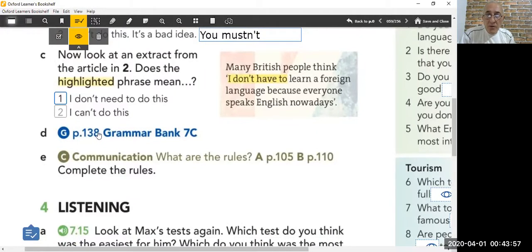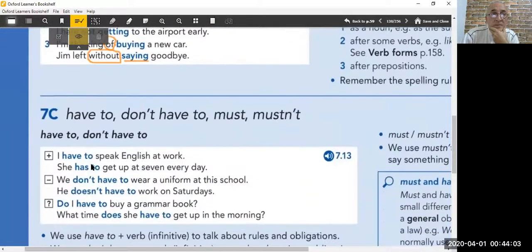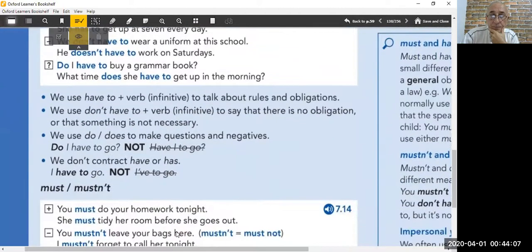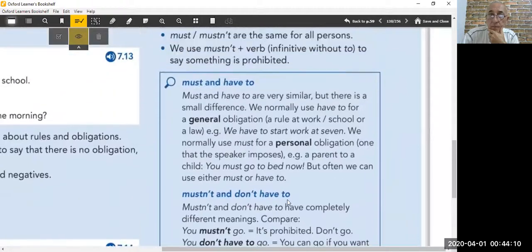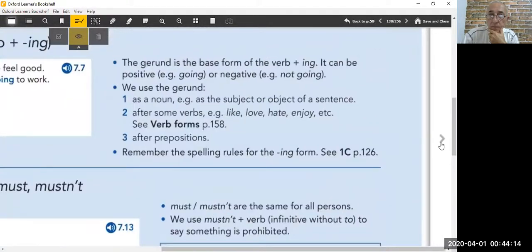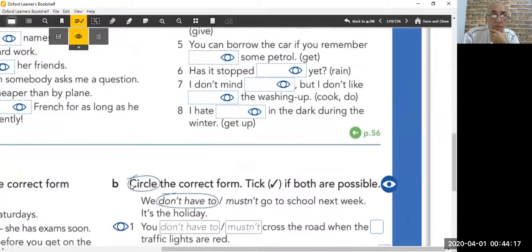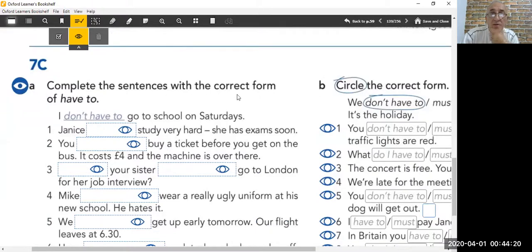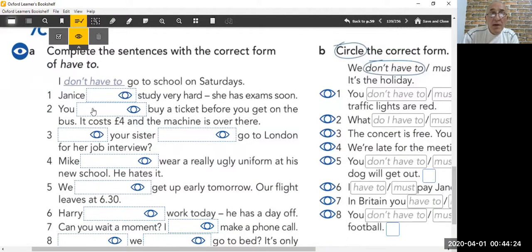Let's have a quick look on the grammar part. Okay, here. Okay, so complete the sentence with the correct form of have to. You have to be careful with the subject pronoun. I don't have to, all right, to go on Saturdays. Janice should be has to. Janice has to buy a ticket before you get on the bus.